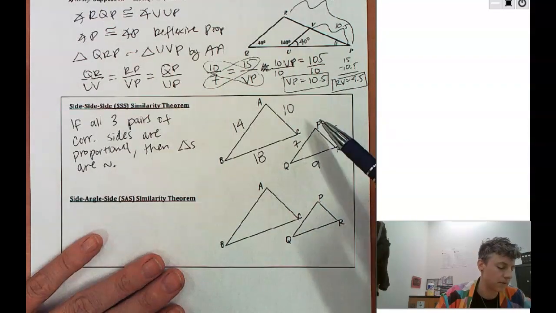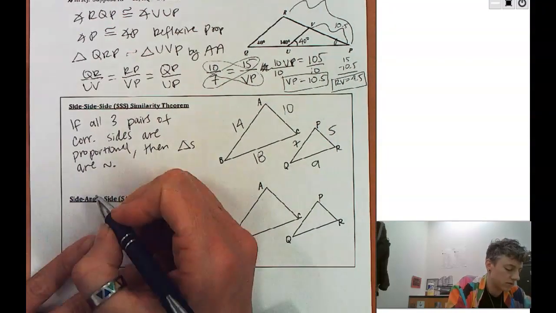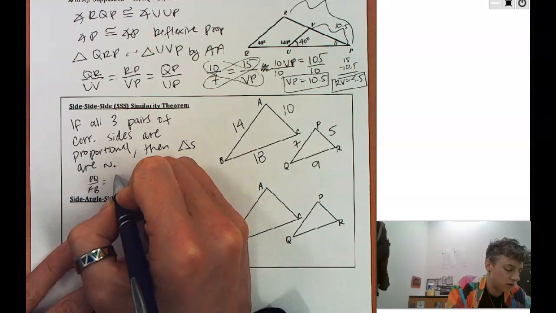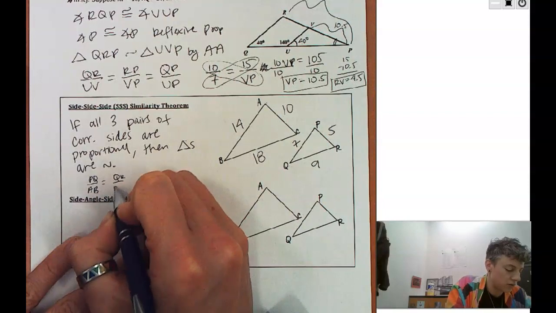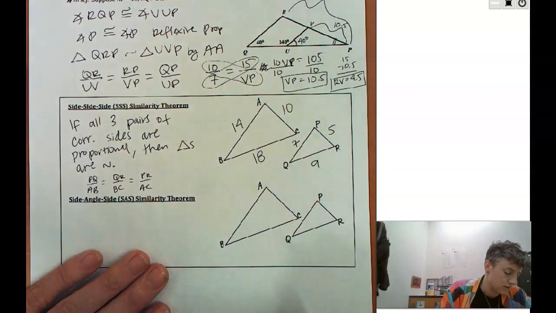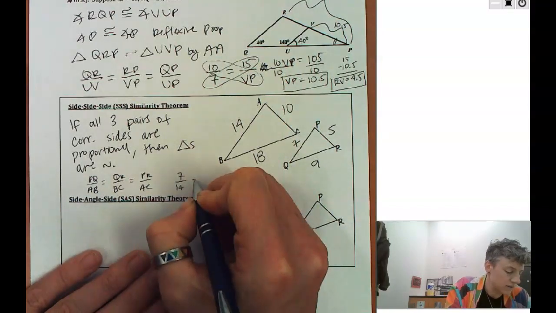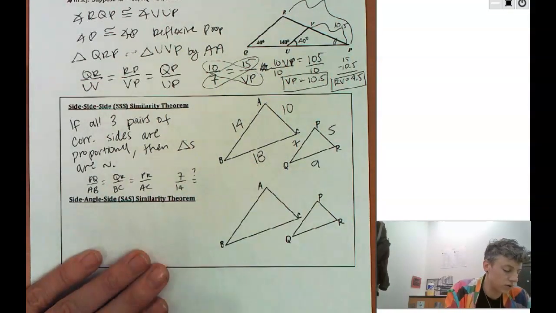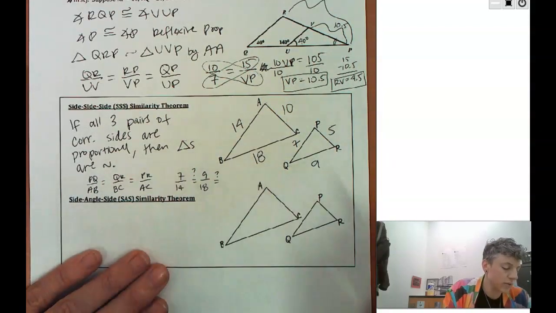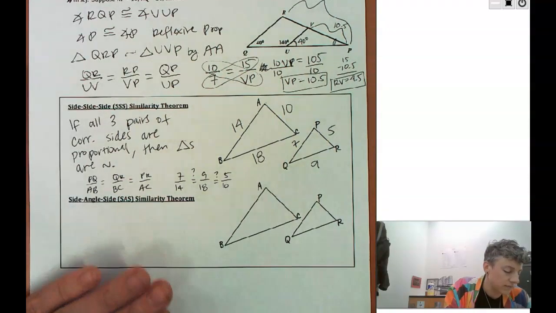So side PQ corresponds to side AB, right? So PQ over AB should be equal to QR over BC, should be equal to PR over AC. Well, let's see if that's true. PQ was 7, AB was 14. Is that equal to QR, which is 9, over BC, which is 18? Is it true that that is equal to PR, which is 5, over AC, which is 10? Are those all equal to each other?